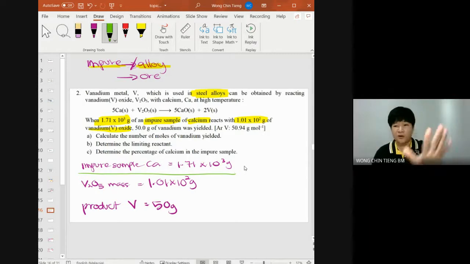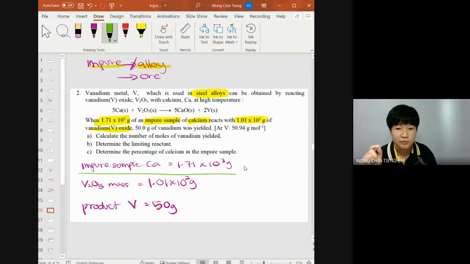Ataupun anybody over here, did anybody find the number of mole untuk calcium? Yes? No? Safan cari? Thank you Safan for your response. Ada orang lain buat? Tak ada? My question over here: boleh tak kita bahagi 1.71 darab 10 kuasa 3 gram itu, Safan? Can we actually divide with the molar mass of calcium when it's impure?